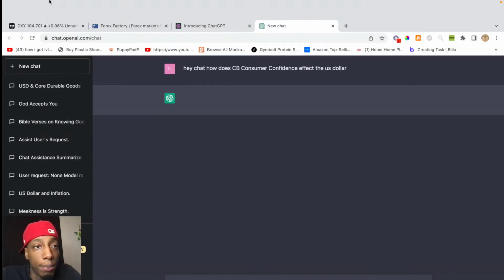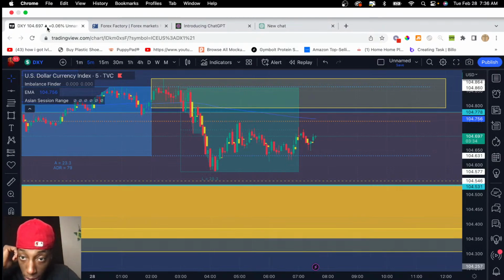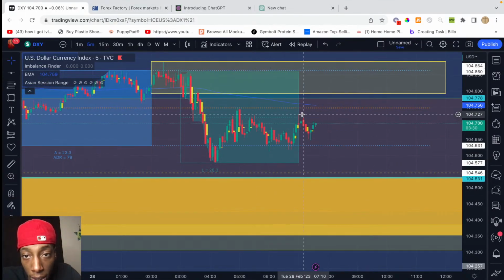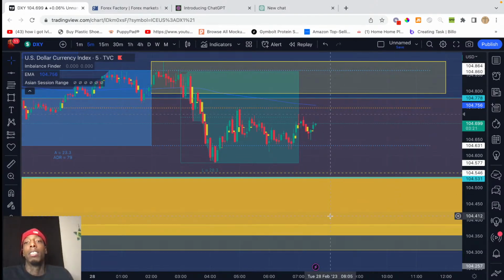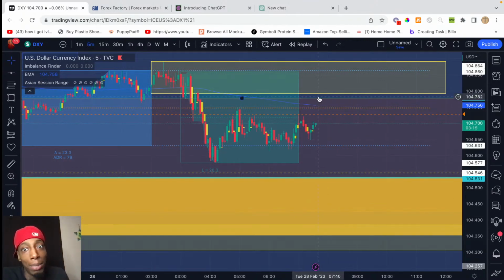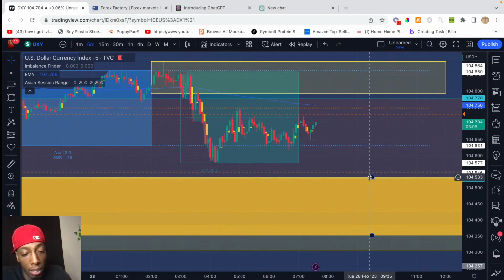Come on, chat. Look back at the DXY. Okay. This is the structure I wanted to break, honestly. I'm going to set an alert right here. If it breaks that structure, then it's a higher possibility. Like if it keeps breaking these structures, it's a higher probability it's going to tap this. So I'm going to go ahead and put a key level right here.